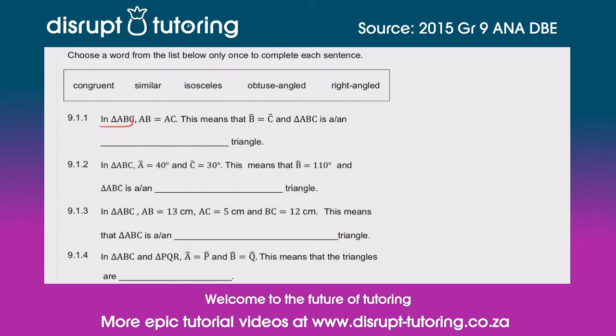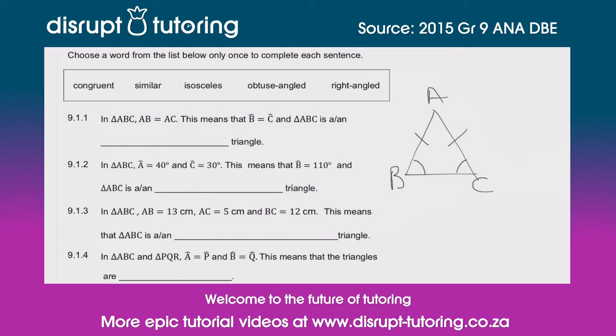They've said to us in triangle ABC, AB is equal to AC. This means that B is equal to C in terms of the angles, and therefore triangle ABC must be a what? So I'm going to draw triangle ABC and label it A, B, C. And the first thing they've told us about it is that AB is equal to AC. And they've also said to us that angle B is equal to angle C.